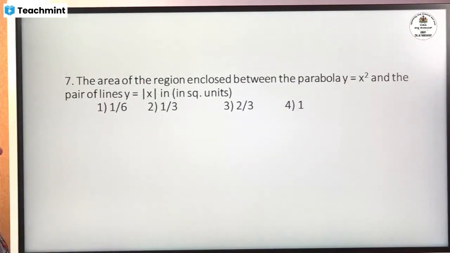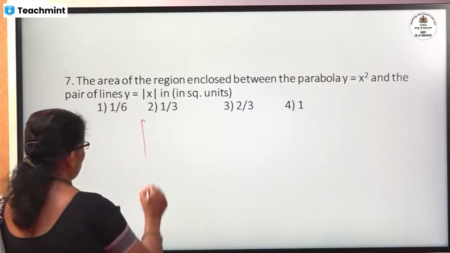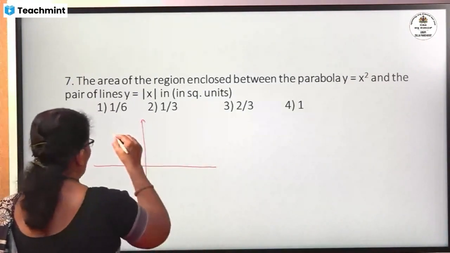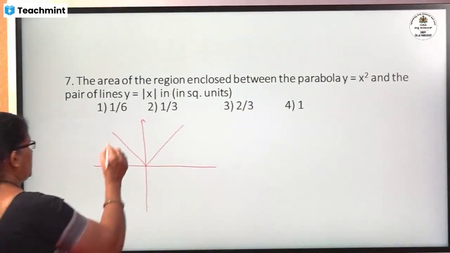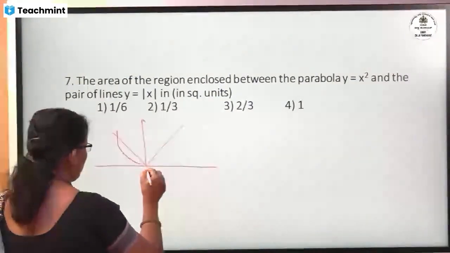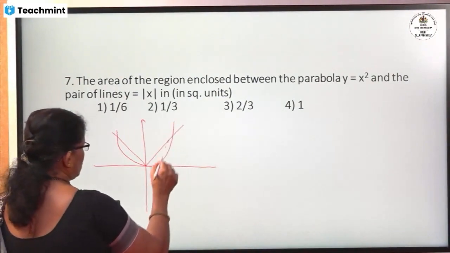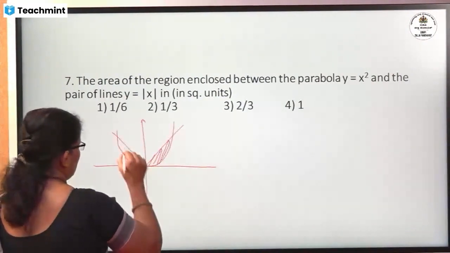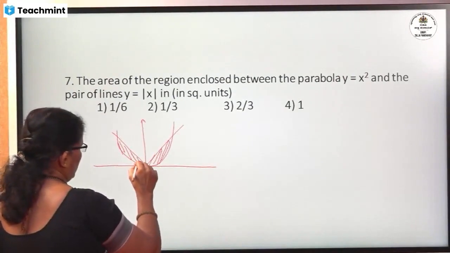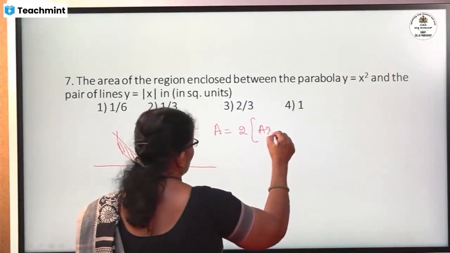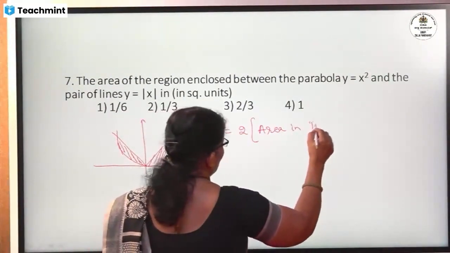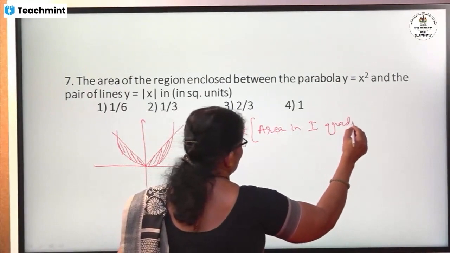The area of the region enclosed between the parabola y is equal to x squared and the pair of lines y is equal to mod x. So here again, the y is equal to mod x graph is this. Correct? The y is equal to x squared graph is this. What is asked is this area. Again, what you can take? Area is 2 times the area in the first quadrant.